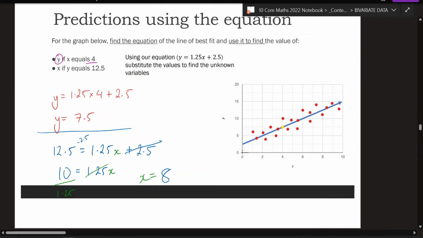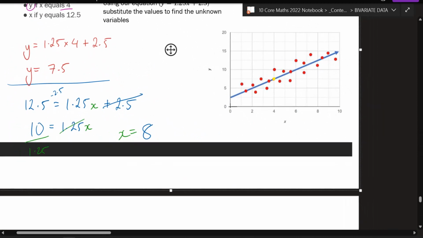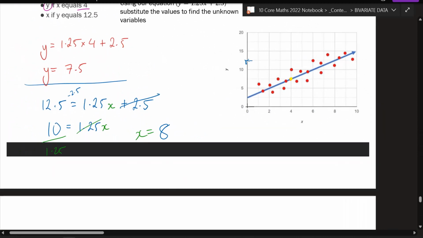Okay, 8. And again, if we check on the graph, 12.5 is over here. If we get on the line, you can see that it hits 8. Does that make sense? Not too hard? It's not too bad. You're just converting x to find y, or you're converting y to find x. That's all predictions are.